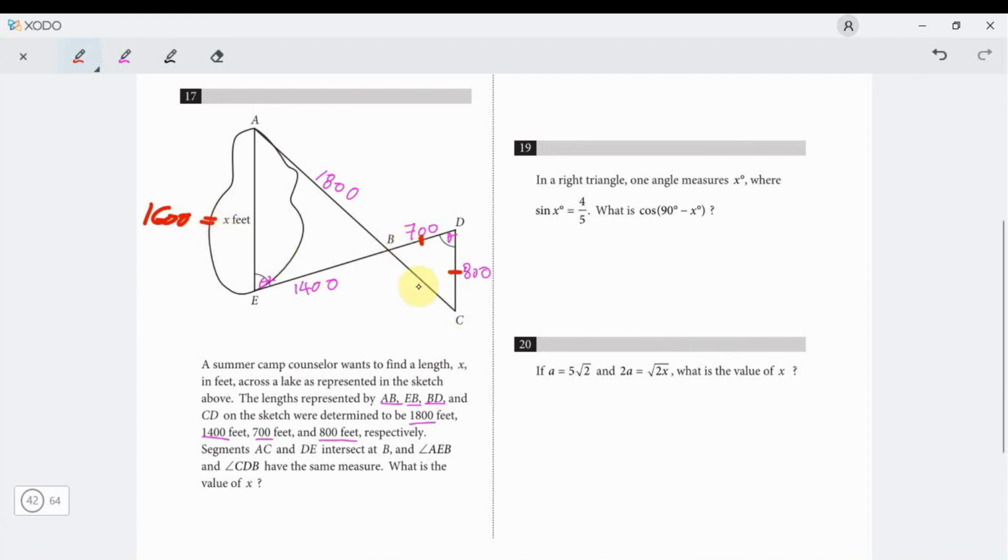If you wanted BC, you just halve AB, divide it by 2, you get 900. This triangle here is similar to the other one. Alright, so x is just 1600. This is our actual answer.